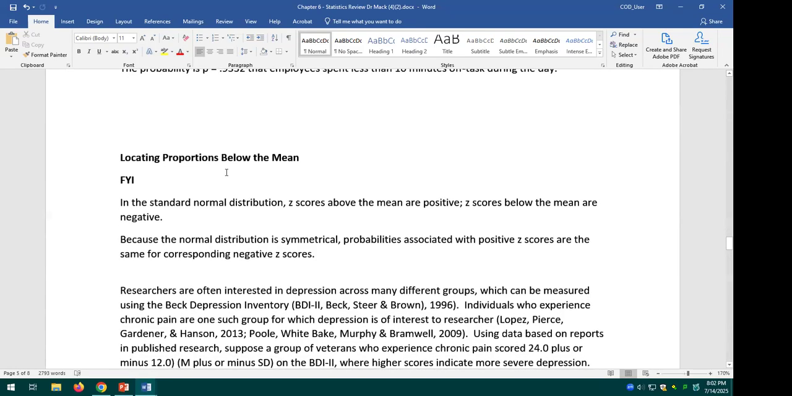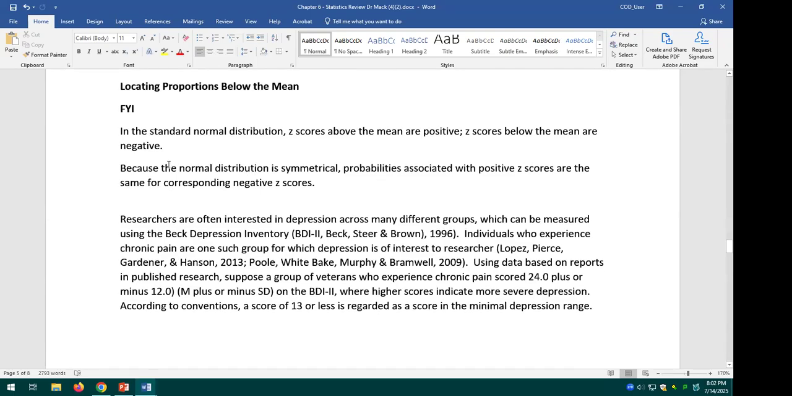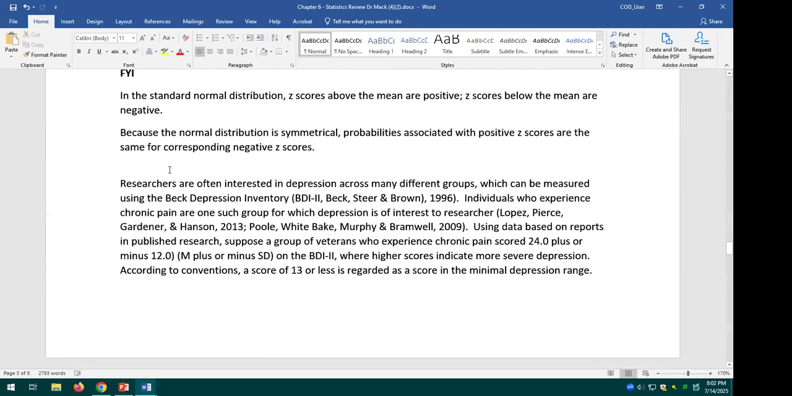So, locating proportions below the mean. If you have questions, please do ask. In the standard normal distribution, z-scores above the mean are positive. Z-scores below the mean are negative. Because the normal distribution is symmetrical, probabilities associated with positive z-scores are the same for corresponding negative z-scores. We went over that from the lecture. A z-score is a z-score.